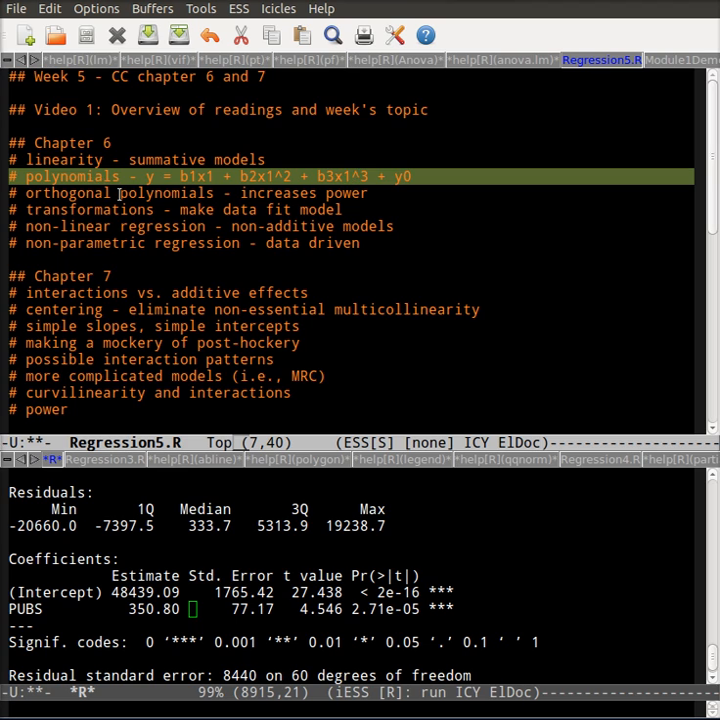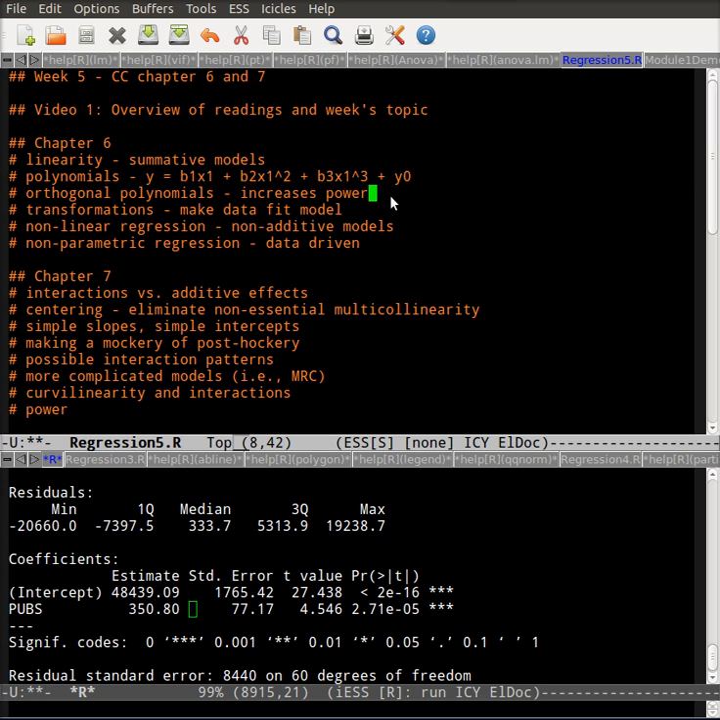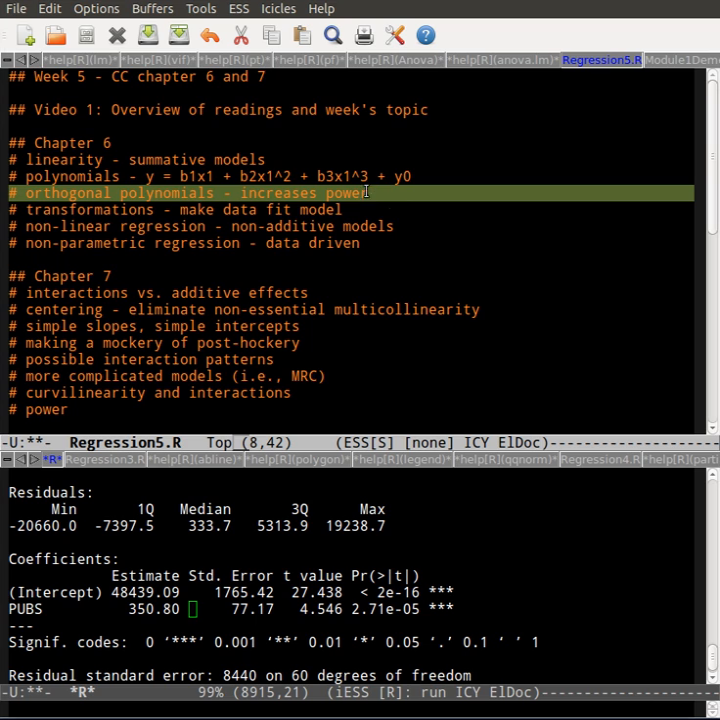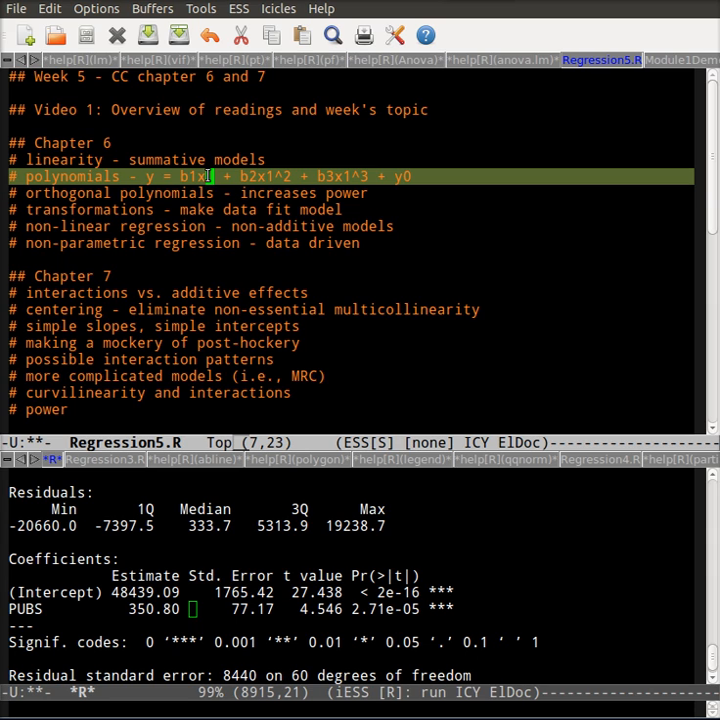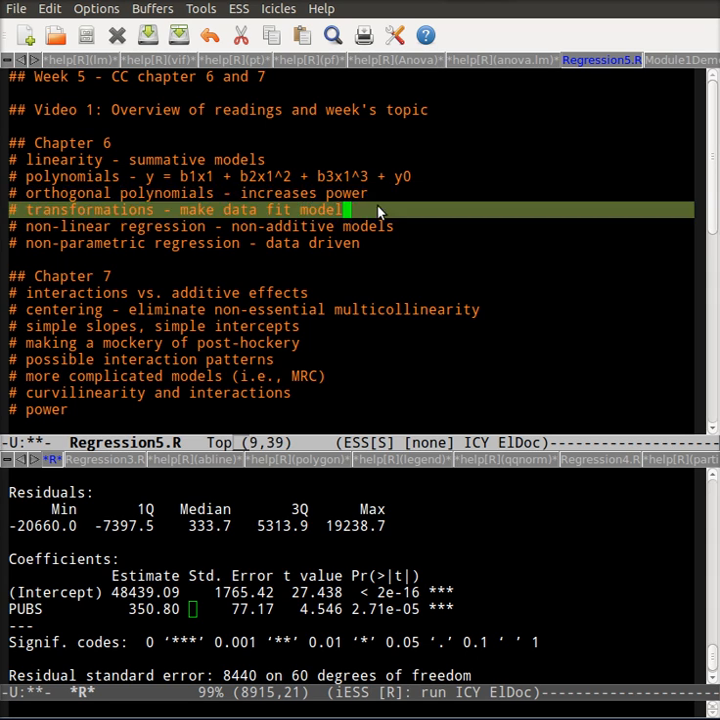And then unfortunately these are not orthogonal, but there are ways in which we can increase our power by creating orthogonal polynomials of our predictors, because of course x1 is confounded with x1 squared and x1 cubed, and so there are ways in which we can make these independent.